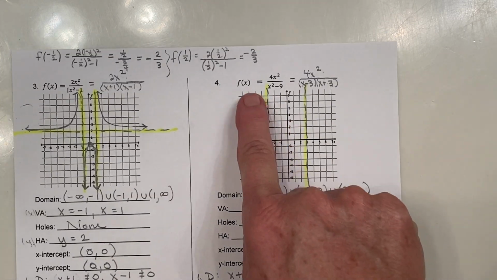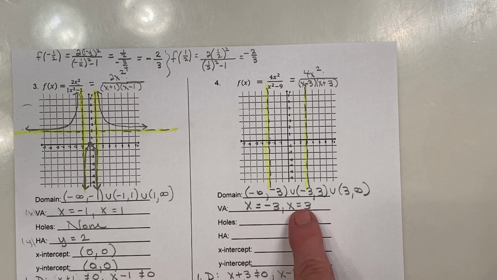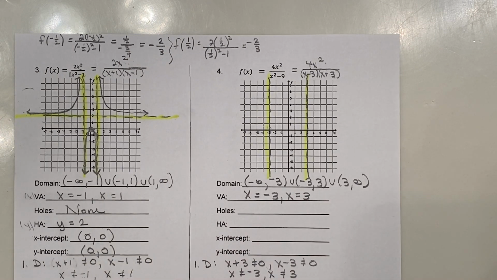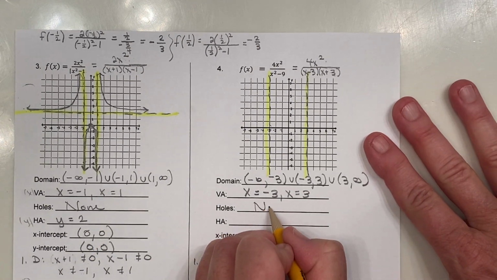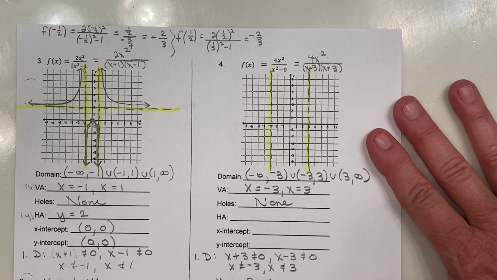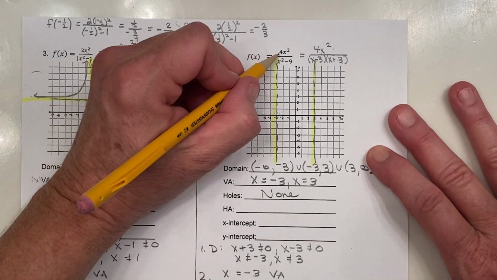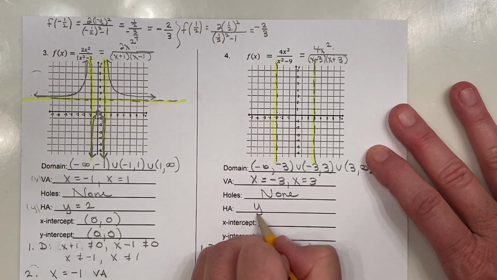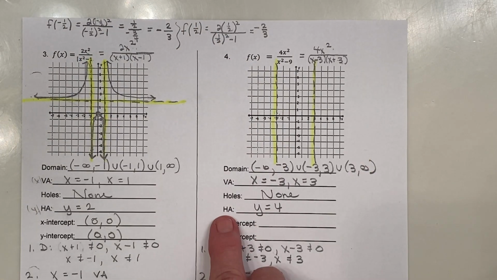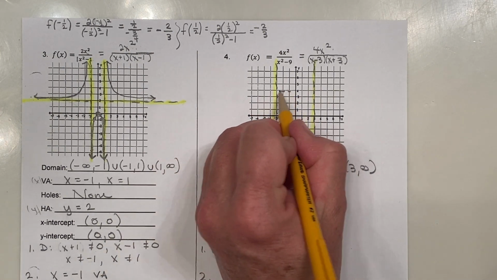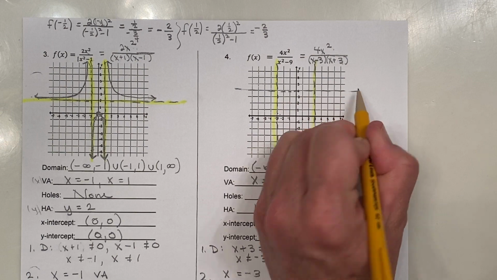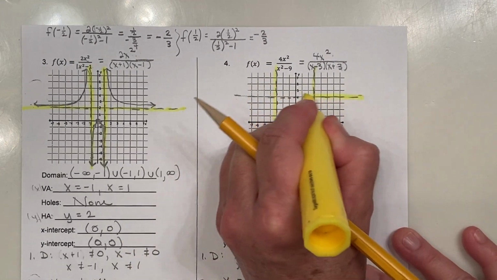You can label them x equals negative 3 and x equals 3, but we've got them recorded here, so we're in good shape. Let's find, oh, we have no holes. Let's find the horizontal asymptotes. So n is 2 and m is 2. Again, the same thing. So divide the coefficients, 4/1, so y equals 4. Horizontal asymptotes always y, vertical always x. So let's sketch in y equals 4. I'm going to highlight it so you can see it better.